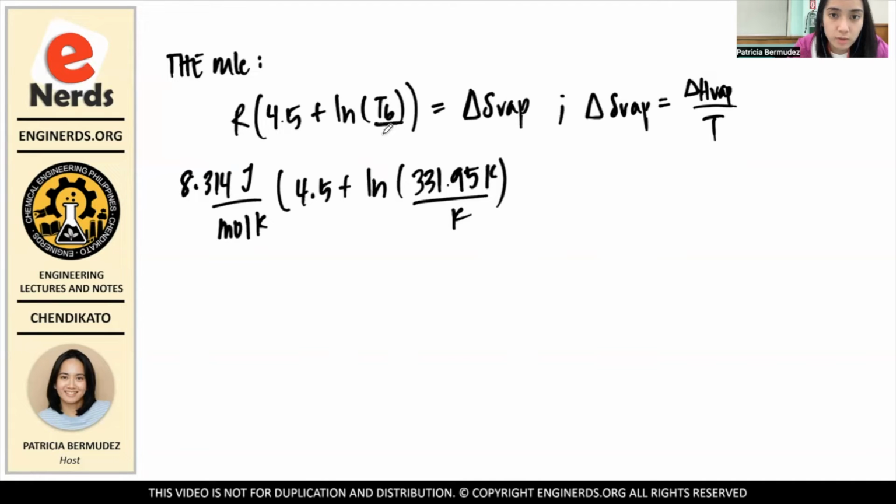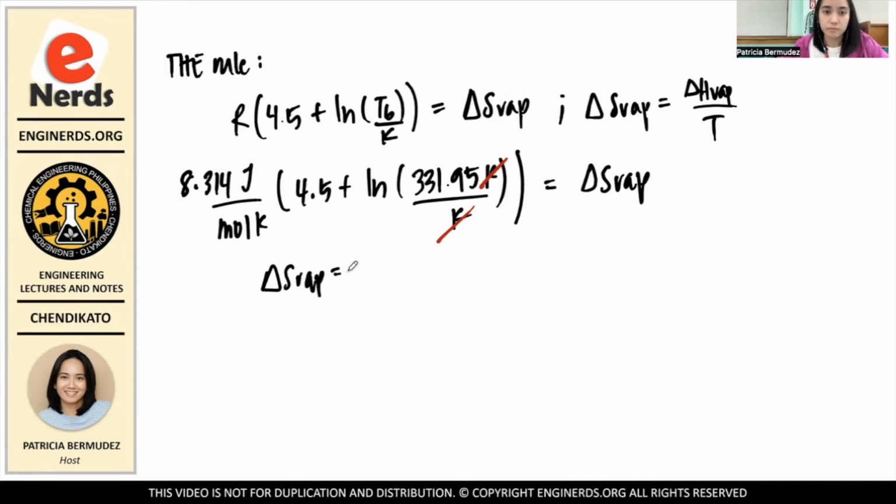Let's look at the TB per Kelvin. All of that is equivalent to S bar. So, calculating, the Kelvin cancels, and we really get delta S VAP.